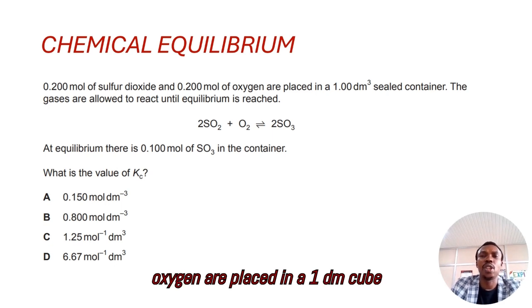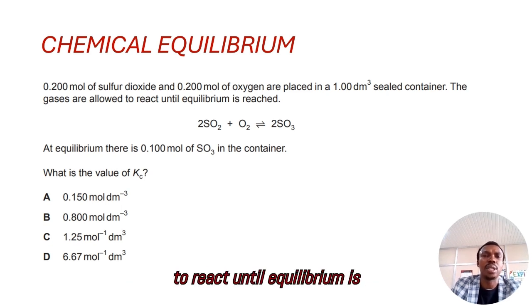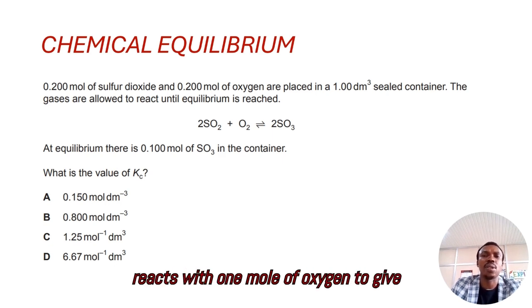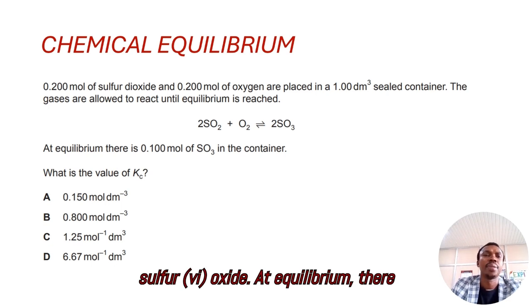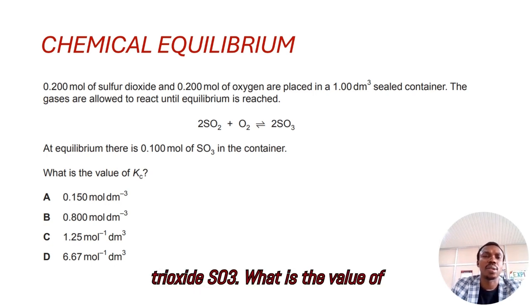in a 1 dm cube sealed container. The gases are allowed to react until equilibrium is reached. 2 moles of sulfur dioxide react with 1 mole of oxygen to give 2 moles of sulfur trioxide, that is sulfur 6 oxide. At equilibrium, there is 0.100 mole of sulfur 6 oxide in the container, which is sulfur trioxide, SO3. What is the value of Kc?